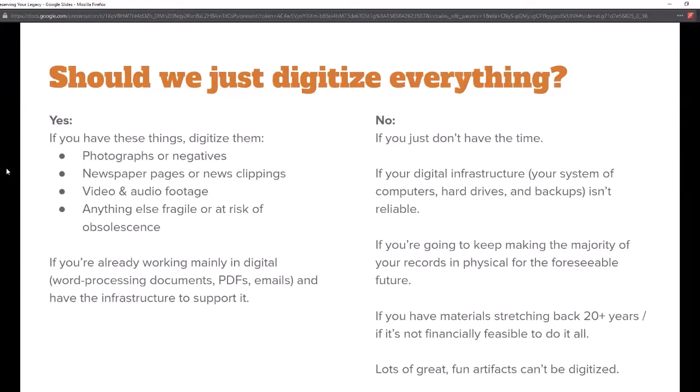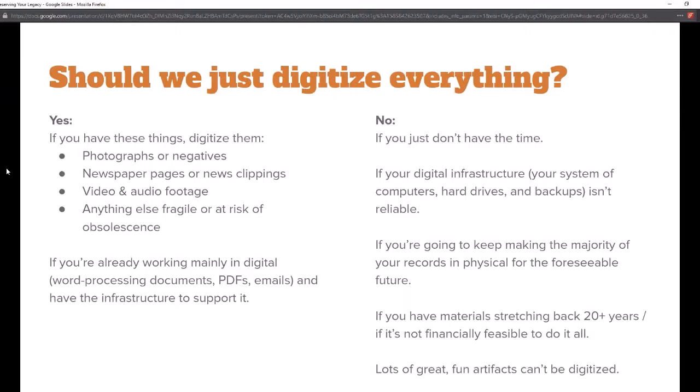There's also lots of reasons why the answer is no to this as well, including if you don't have time. Digitization is complicated, and it takes training, and it takes a lot of time and a lot of money and equipment. If your digital infrastructure is not totally reliable, which is to say you're not already paying a lot of money for a redundant backup system, you probably don't want to digitize all your paper stuff and put it into that. If you're going to keep making paper records also, there's no reason to get digitizing on your backload of materials if you're going to keep making paper in the future.